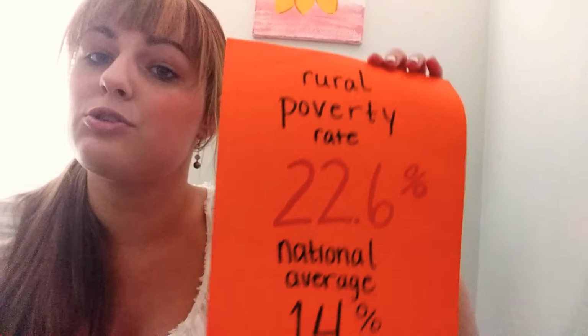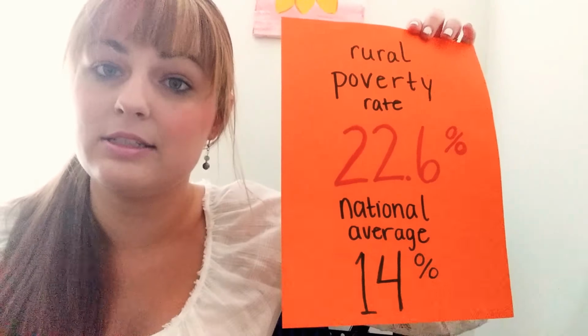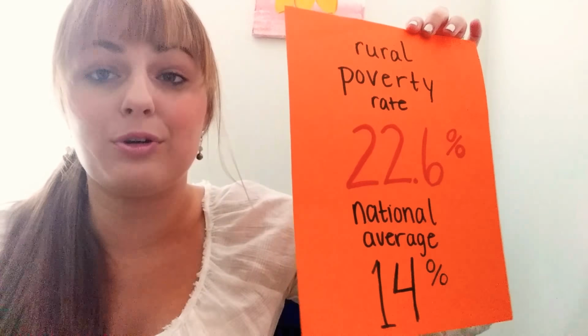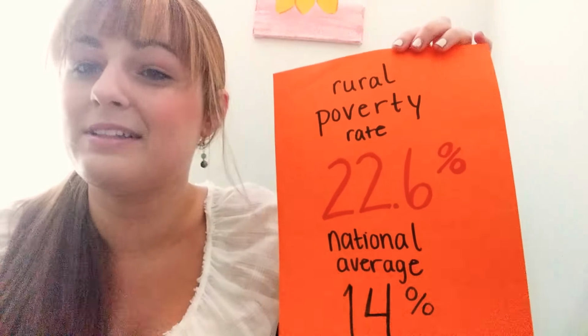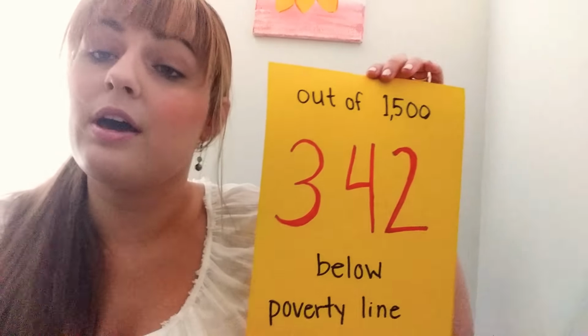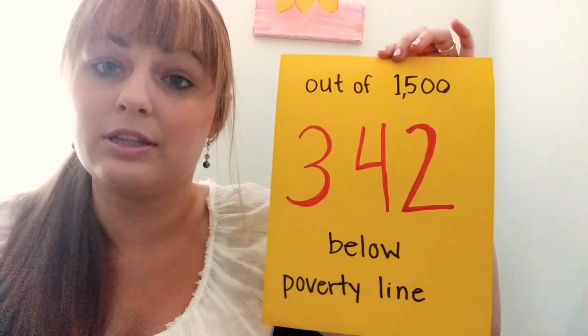Now, I am from a very small rural town in Missouri called Ash Grove, and currently our poverty rate is 22.6%. The national average being 14, this means we are a good deal higher. Our population in Ash Grove is 1,500, 342 of which live below the poverty line.